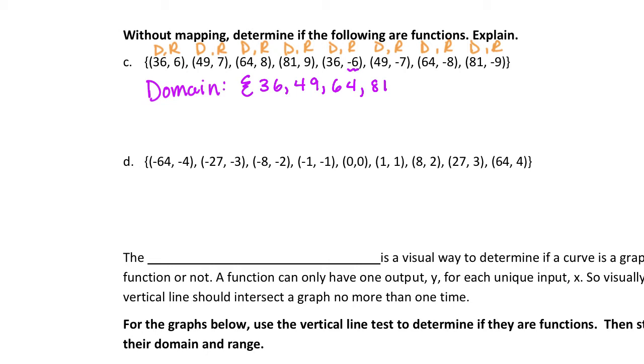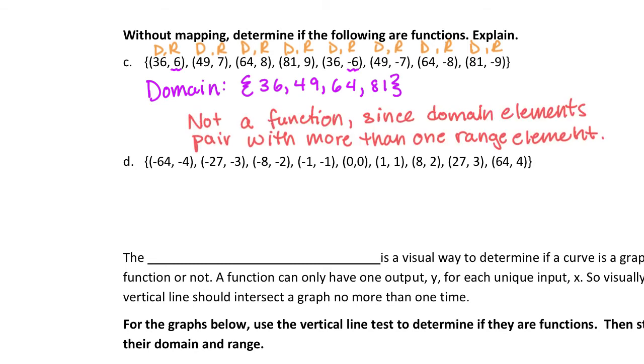And this is what you want to check. Does it go to two different numbers? And it does. So this is not going to be a function. This is actually a pretty easy way to check. If your domain values start to repeat, then it's usually not a function. Now, if it does map to the same number, however, it still would be a function, but that doesn't happen very often. So it asked us to explain why this one was or was not a function. This is not a function since the domain elements pair with more than one range element.